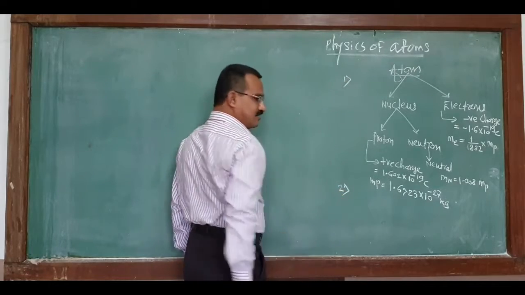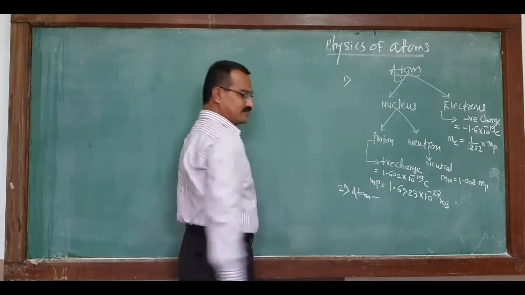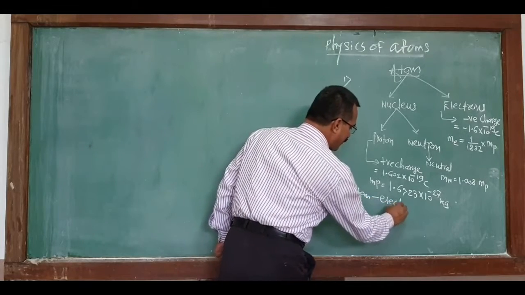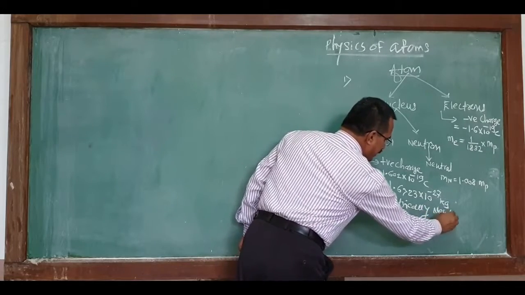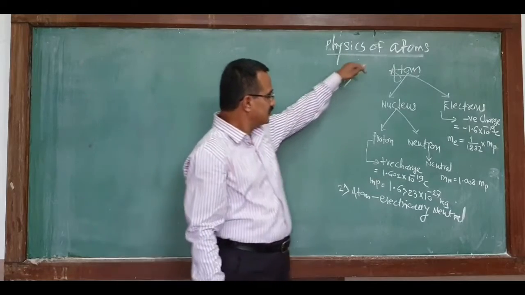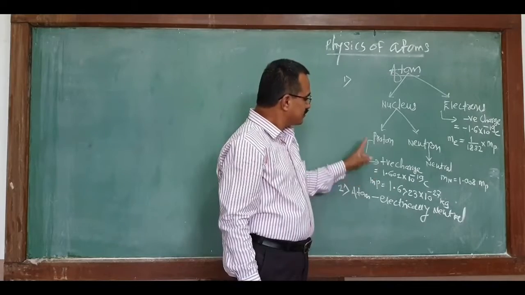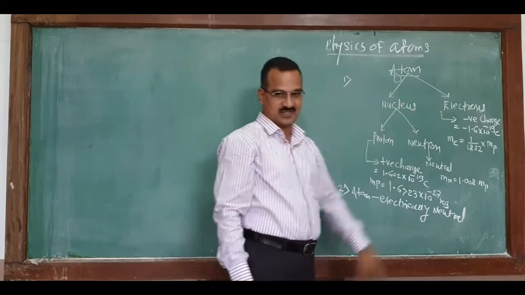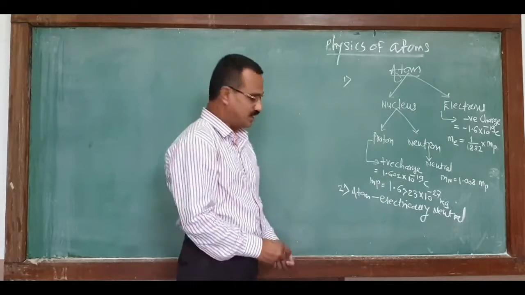Second point, you remember that atom is electrically neutral. Electrically neutral means that within the atom, number of protons must be equal to the number of electrons. That's why atom is electrically neutral.